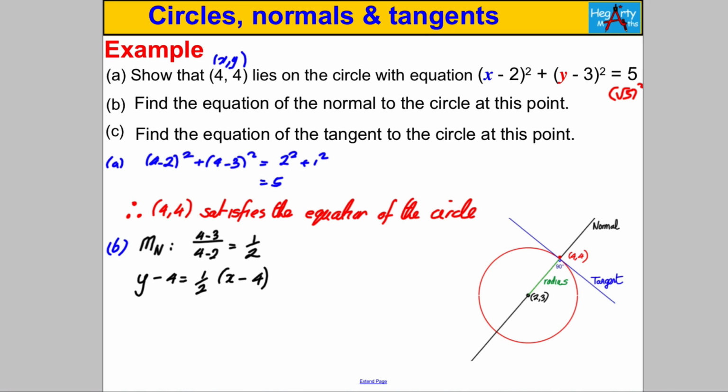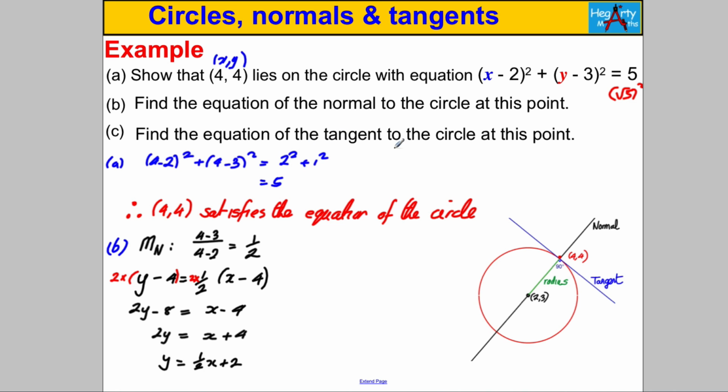Now we can tidy this up if we really wanted to make y the subject, let's say. If we times both sides of the equation by 2, in order to just remove that half, then you would get on the left hand side 2y subtract 8 is going to be equal to, that would just be 1, and 1 times that bracket would be x subtract 4. You could add 8 to both sides and get that 2y is equal to x add 4. Divide both sides by 2 and you would get y is a half x add 2, and there's your equation of the normal.